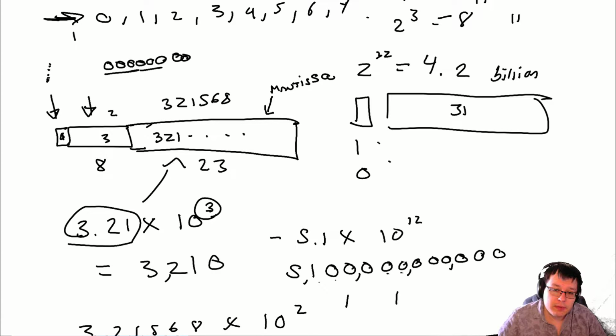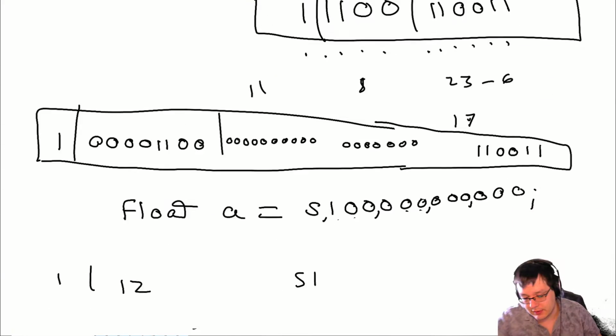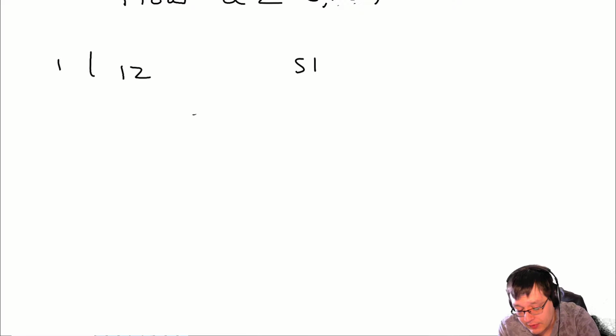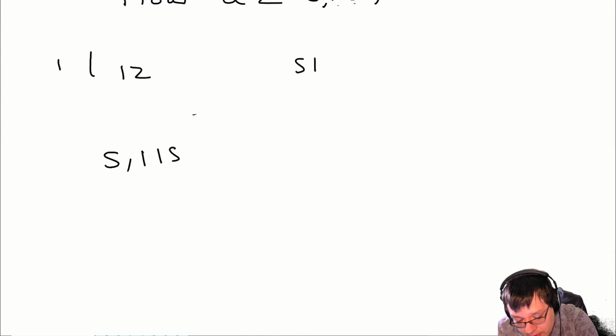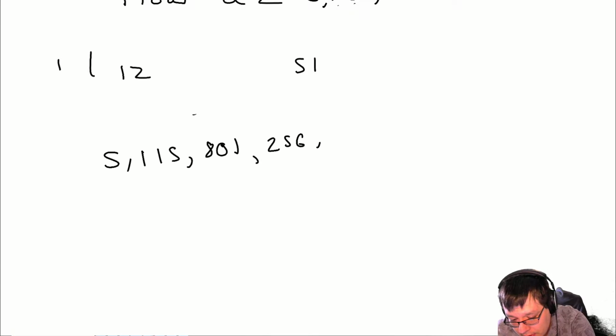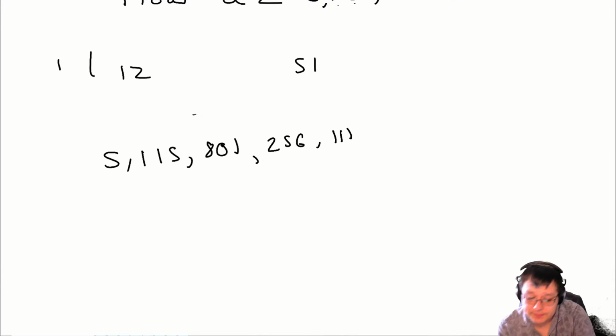So if your number has more than that, if it's 5.1 trillion, but instead it's 5 trillion 106 billion, 518 million. In fact, here, let's just write a number. So if the number you're storing is actually 5 trillion, 115 billion, 801,000,000, 256,111.